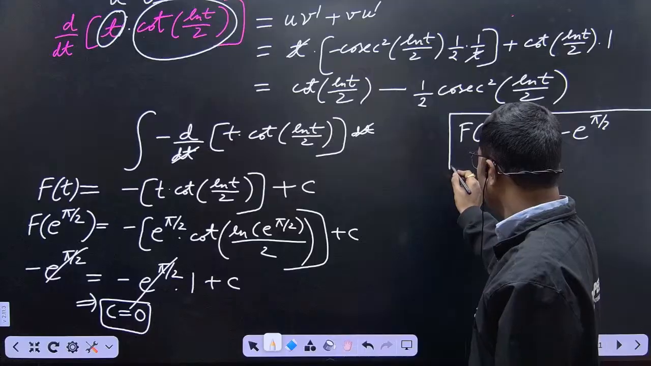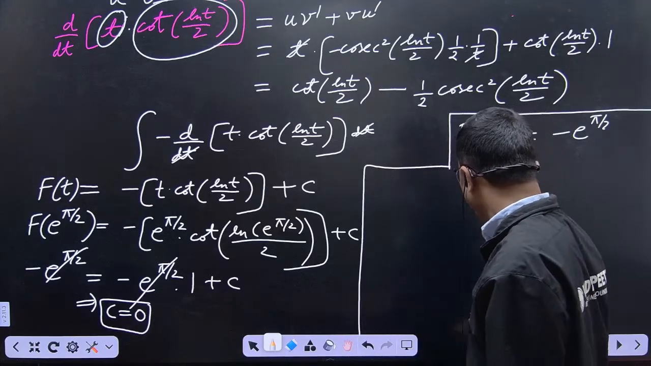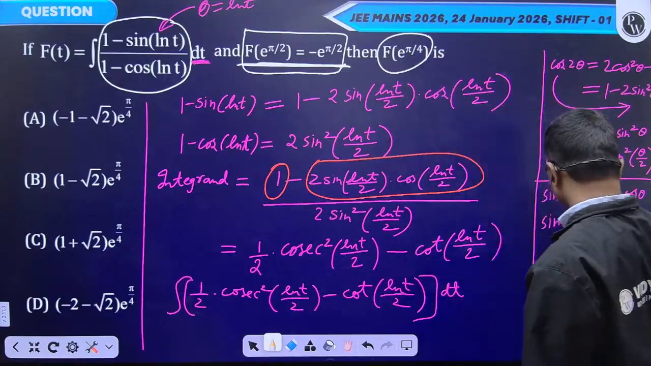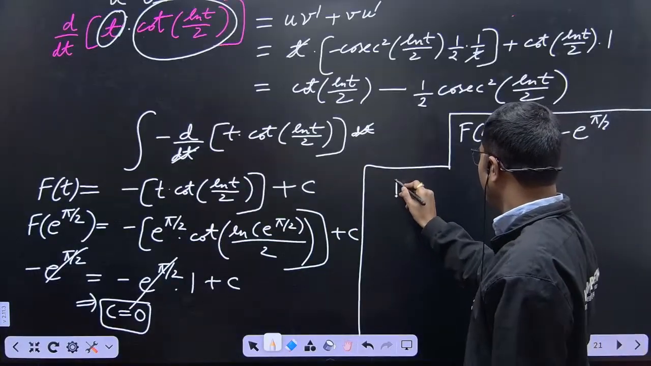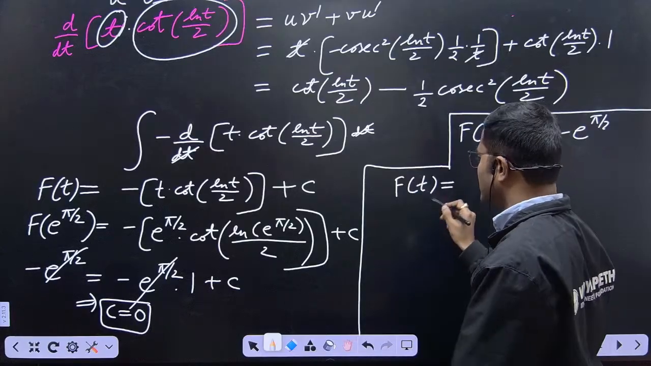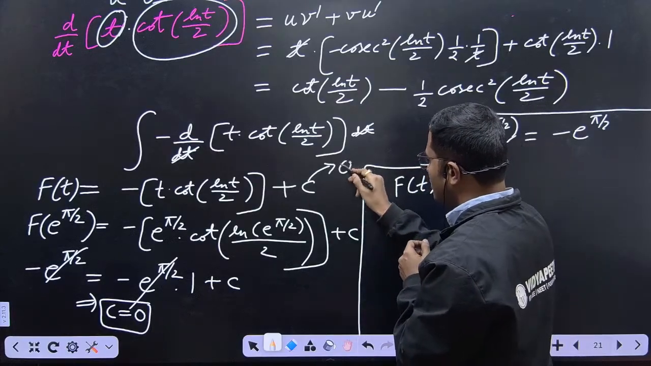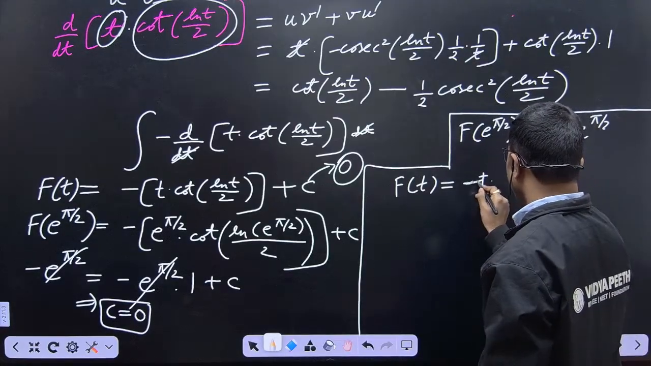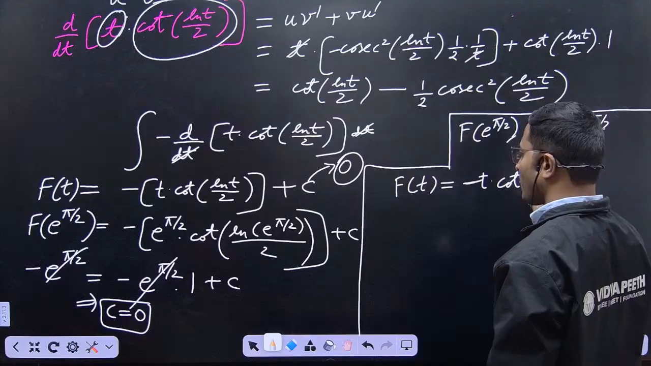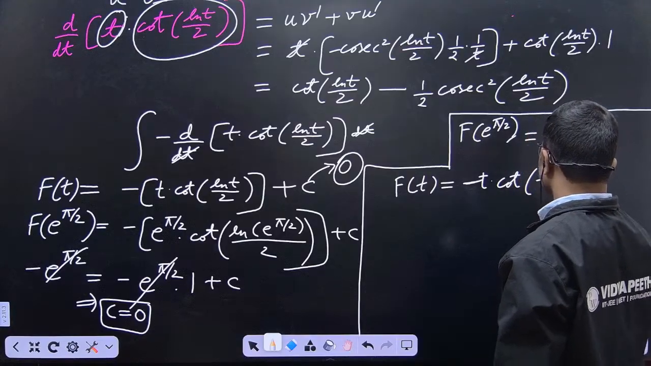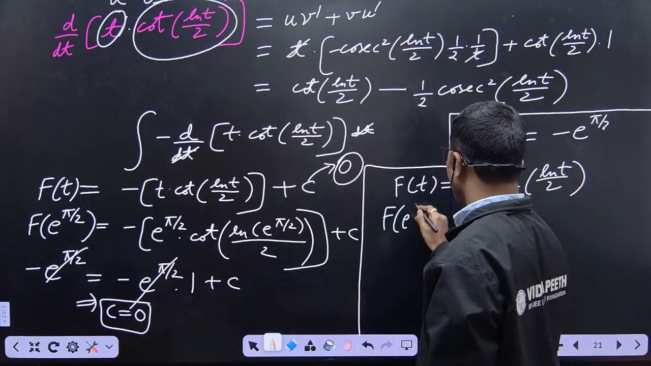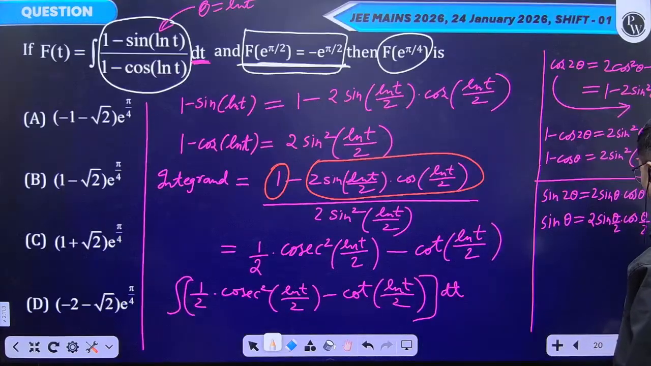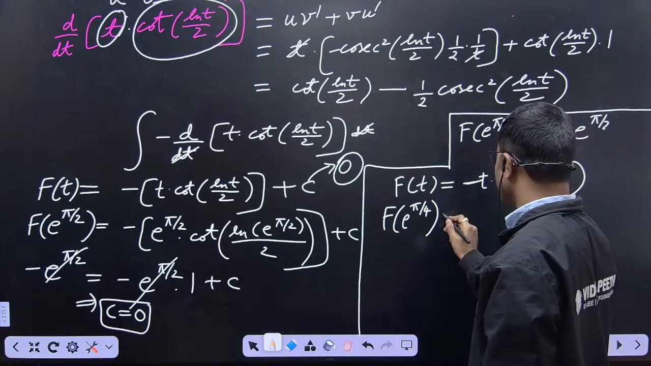Okay. Now we need to find some value in the question. F of e power pi by 4. So we will find that one. So finally f of t is what? This constant of integration is becoming 0. So finally f of t is minus t into cot of ln t by 2. So we want to find f of e power pi by 4. He is asking for this value. What is the function value for this t?